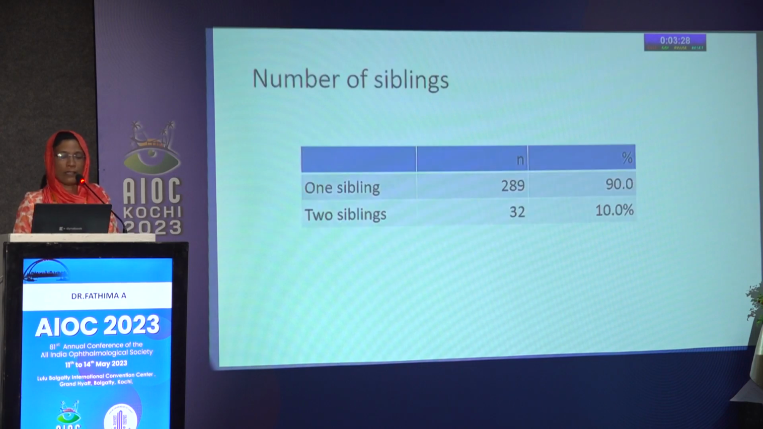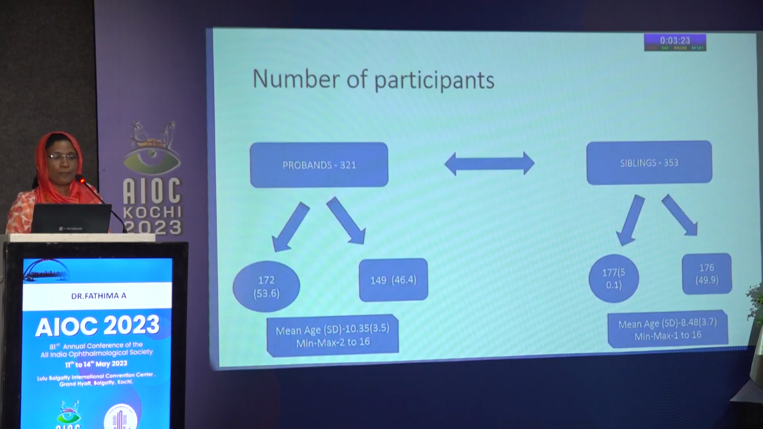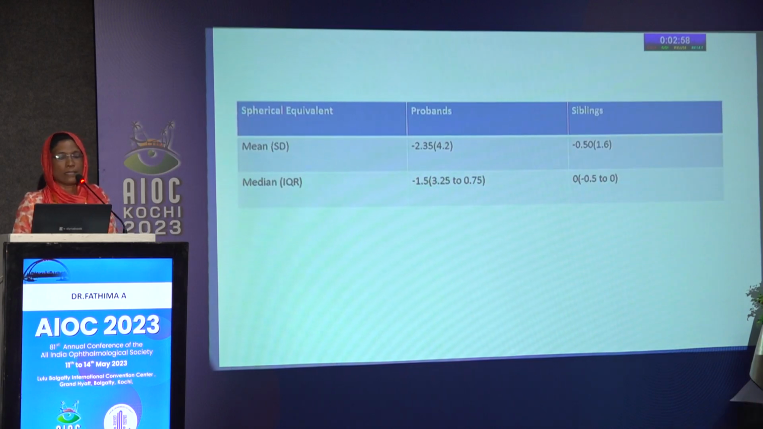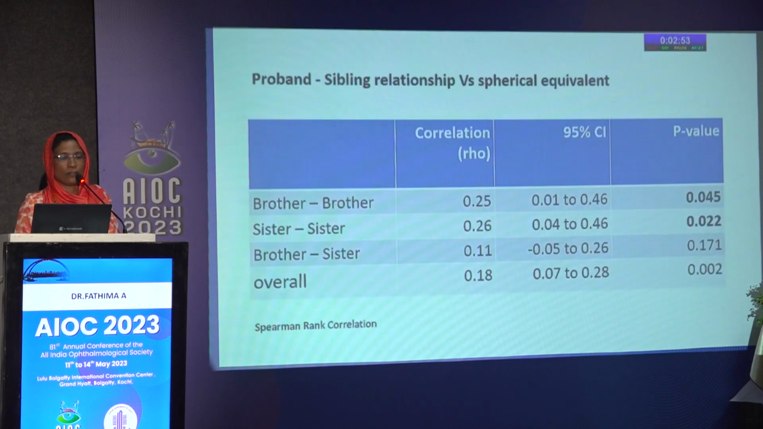Coming to the results, there were 289 probands who had one sibling and 32 probands who had two siblings, more than one sibling. There were a total of 321 probands and 353 siblings, and females were the majority among them. The right eye was compared between probands and siblings. For analysis, we were able to take only 301 patients because 15 had normal right eye refractive status and only refractive error in the left eye. The mean spherical equivalent among probands was minus 2 diopter and among siblings was minus 0.5 diopter.